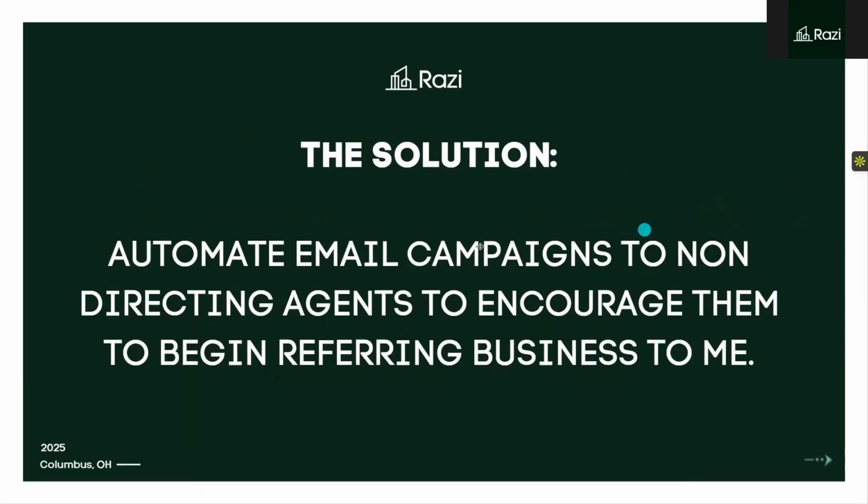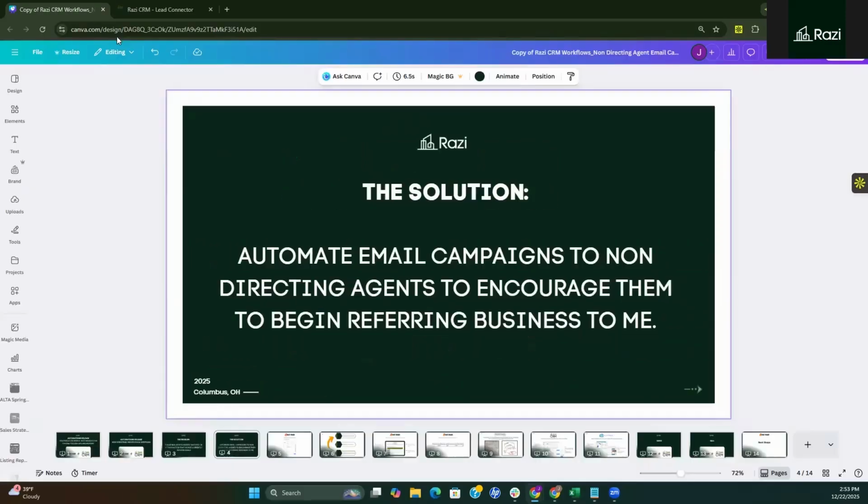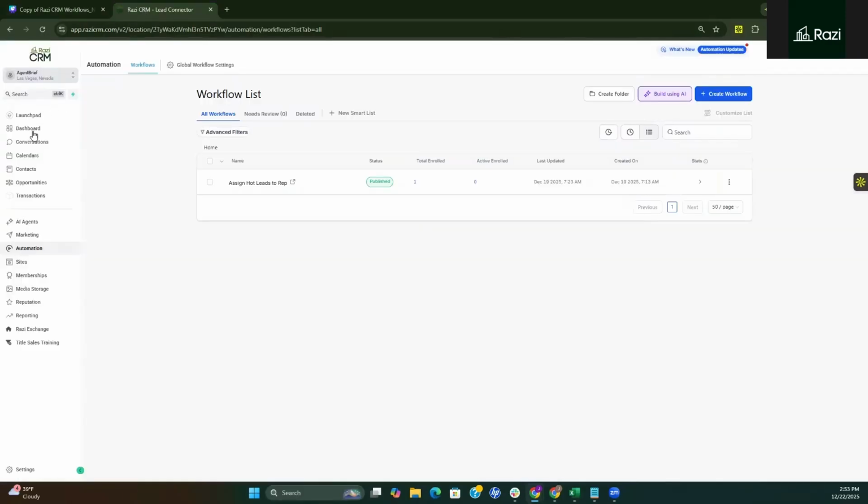The goal of this workflow is simple. Stay top of mind with those agents by automatically sending a professional, compliant email after a closing, reminding them who handled the transaction and encouraging them to use your title company on the next deal. This is a great way to turn one-time exposure into repeat business without adding manual work for your team. So let's dive into the CRM.